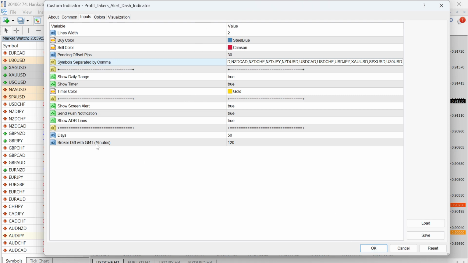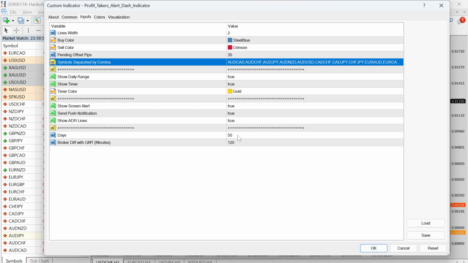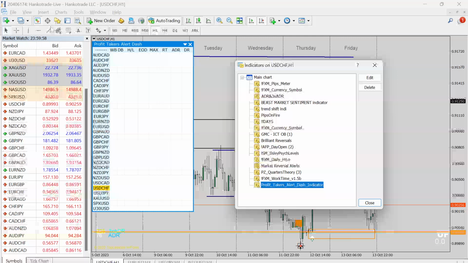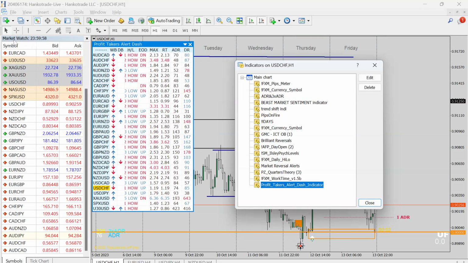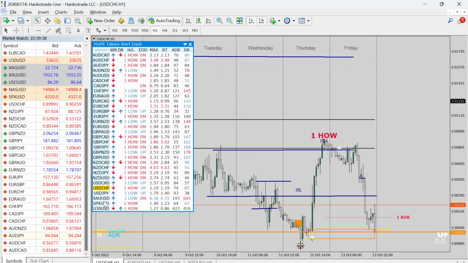Oh, the GMT, this is based off of your broker time. So if you need to change that and adjust it within the minutes, then go ahead and adjust the minutes. And here's where you can see the GMT for your broker. All right, so I hit that. I hope I saved it. Let's see. Yep, there it is. You guys can see I added SPX and US30.